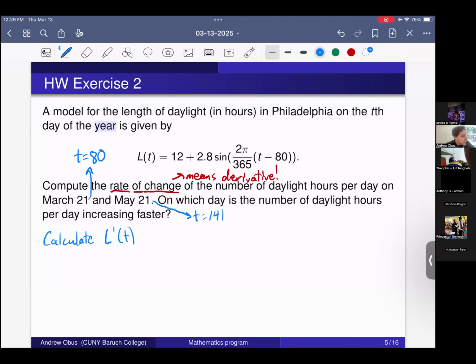Okay, so let's calculate L prime of t. Well, you have this 12, that's not going to do anything, that's just going to disappear, that's going to be 0. And then you have 2.8 times sine of stuff. So maybe I'll rewrite this because it'll be a little bit easier. L of t equals 12 plus 2.8 times sine of 2 pi over 365t minus, I'll just distribute it, so minus 80 times 2 pi, which is 160 pi over 365.